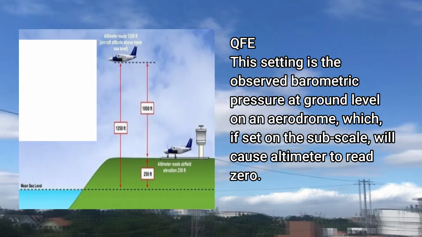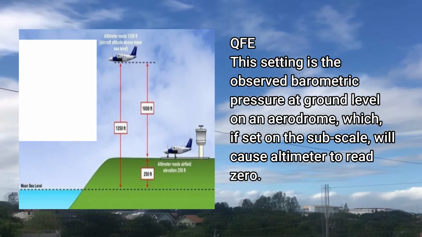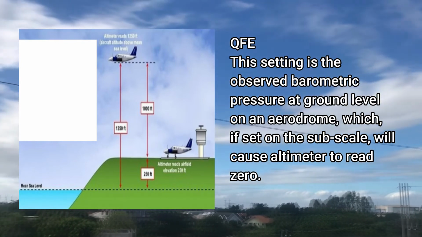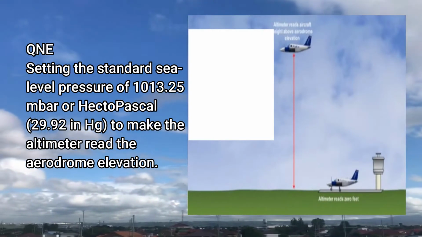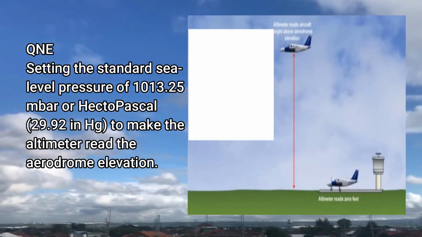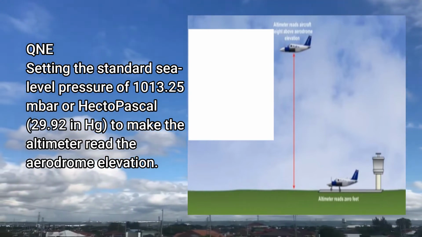QFE: this setting is the observed barometric pressure at ground level on an aerodrome which, if set on the subscale, will cause the altimeter to read 0. QNE: setting the standard sea level pressure of 1013.25 mbar or hectopascal to make the altimeter read the aerodrome elevation.